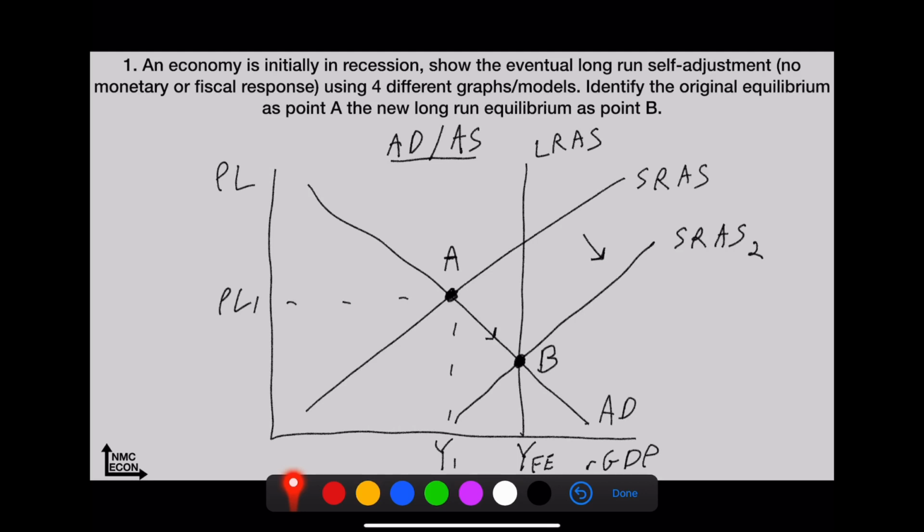ADAS model, a little more complexity here. We are at A, that's a negative output gap at Y1. We could be producing at YFE in the long run. That's really our potential output here along LRAS, assuming full employment of labor and resources. And what will happen is lower pressure on prices, wages, and resource prices specifically will shift SRAS outwards. Here's PL2, so we can see we're going to end up with lower price level and more output, and that is a positive short-run aggregate supply shift, again, from downward pressure on wages and resource prices.